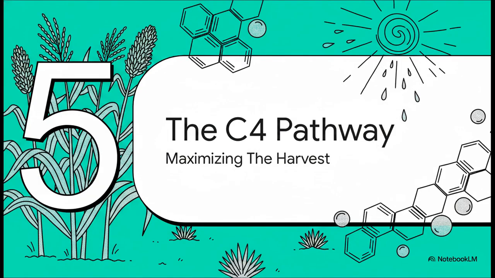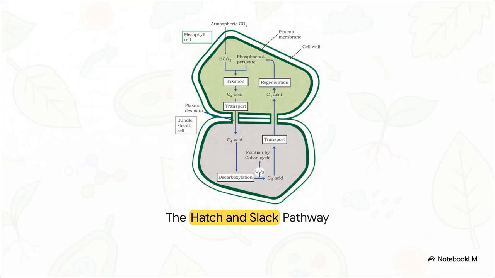Section 5. The C4 pathway, maximizing the harvest. Zooming back out a little bit from the molecular level, let's explore how certain plants use all this stored energy to efficiently build food, especially when they're stuck in really challenging, dry environments. Welcome to the C4, or Hatch and Slack pathway. This involves a beautiful two-cell relay system between the mesophyll cells and the bundle sheath cells.